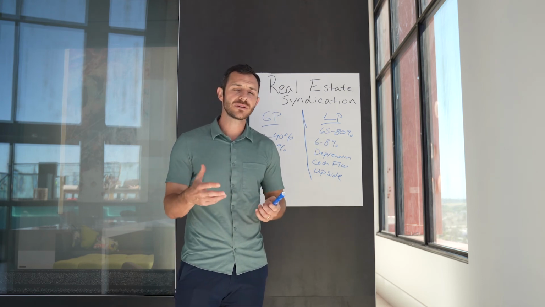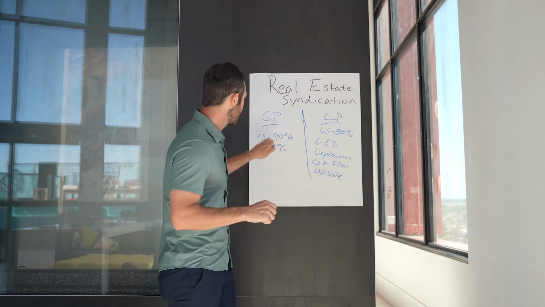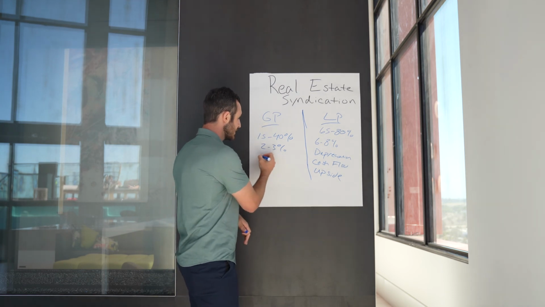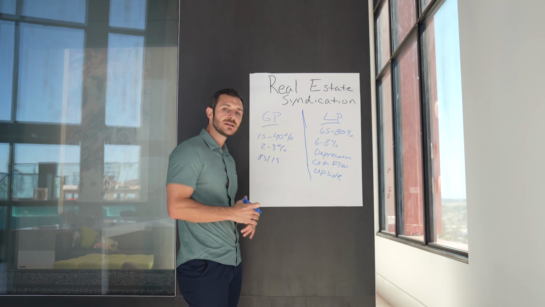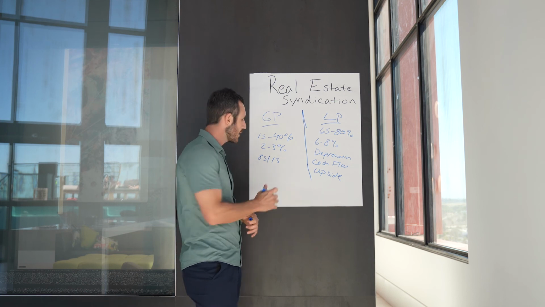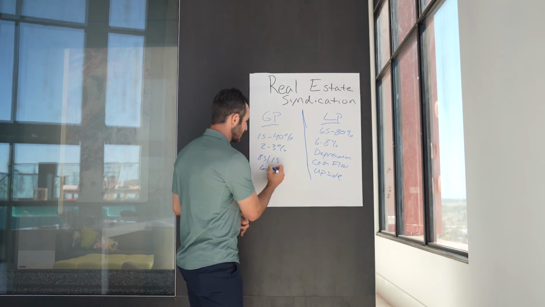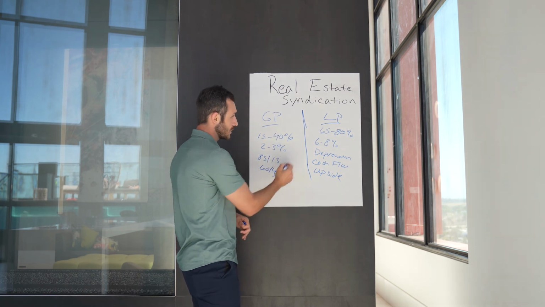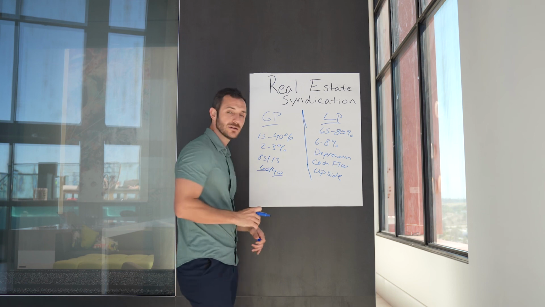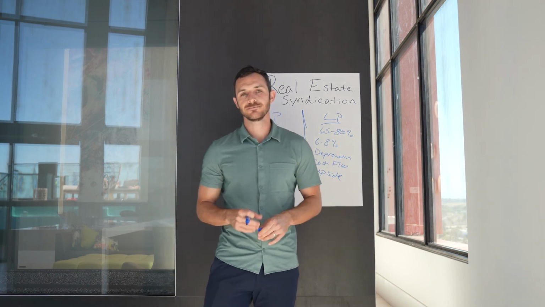And then once there's some type of hurdle, let's say it's an 85-15 split originally. Let's say once you get double your money back, this might go to a 60-40 split, where now the GP owns 40% and the LP owns 60%. Hope that helps.